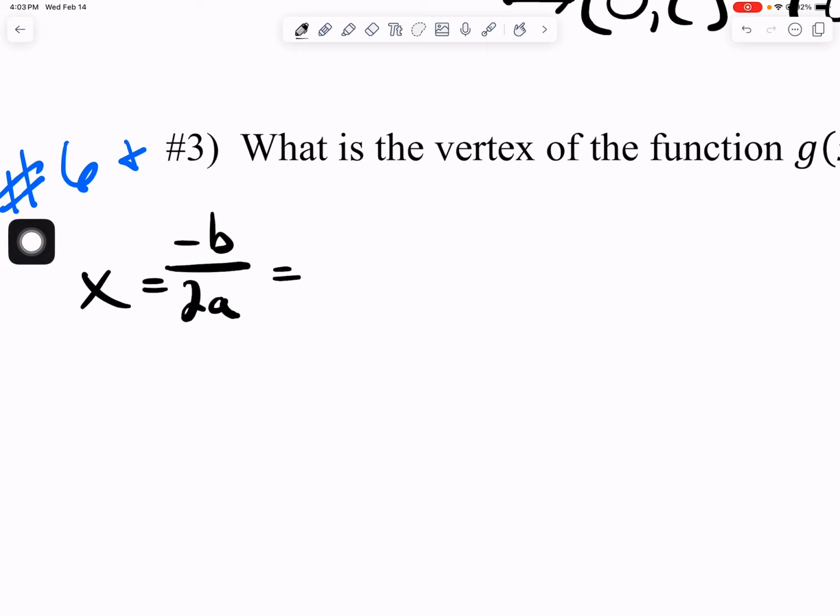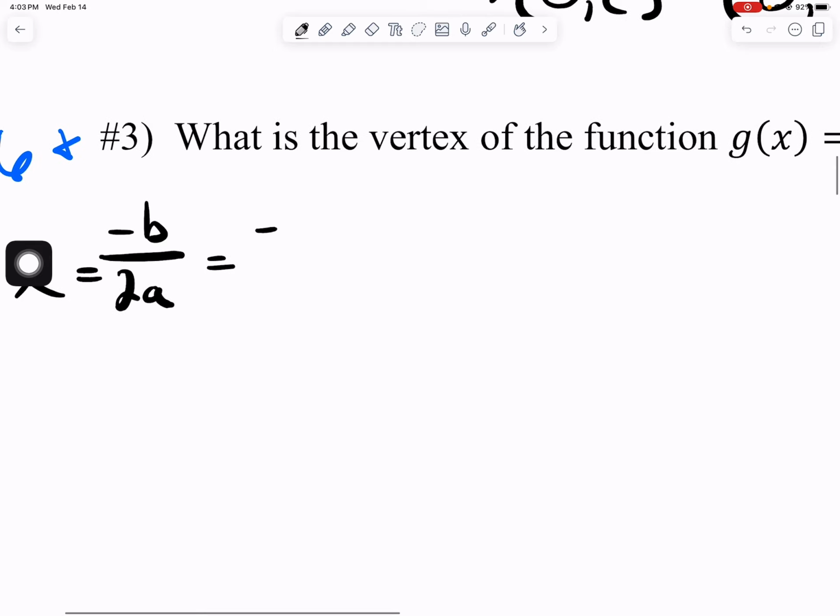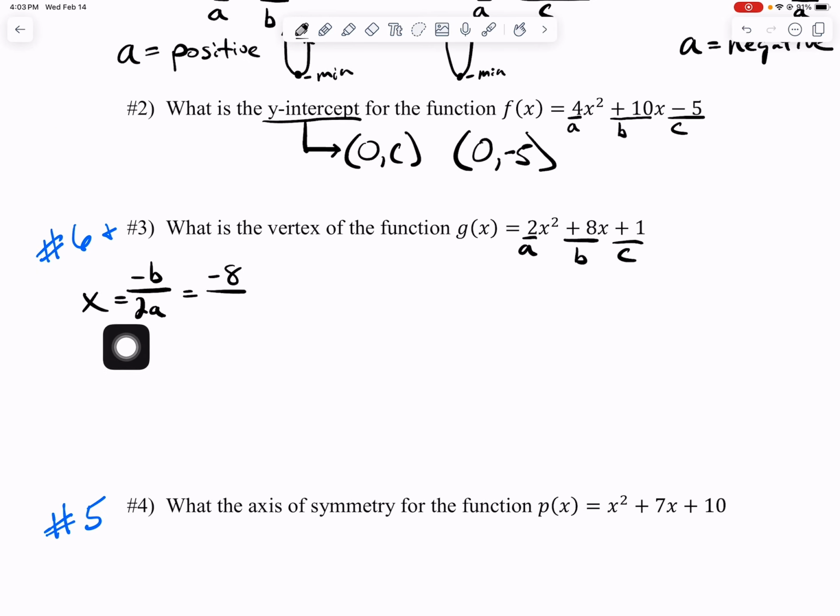So you can simply take the opposite of your b value if you understand that negative b is equal to negative 1 times b. So if we did negative 1 times 8, yes, we would simply get negative 8. So we can put that right there. And then on the bottom, if we know that 2a is equal to 2 times a, let's do 2 times our a value. Our a value is a 2, and 2 times 2 equals 4.